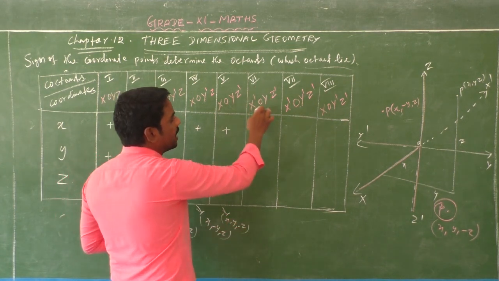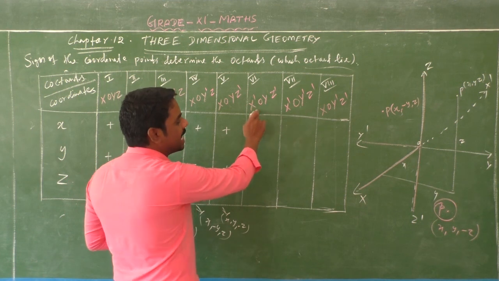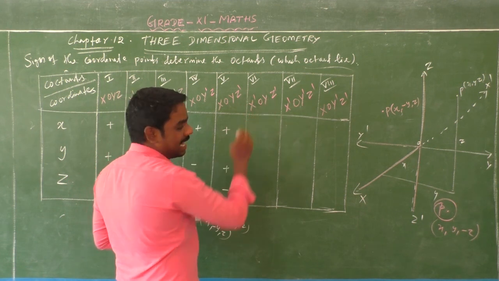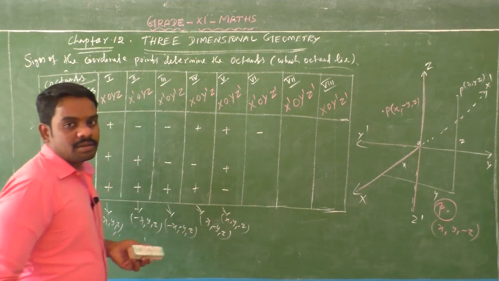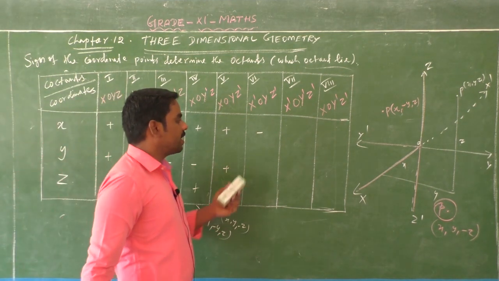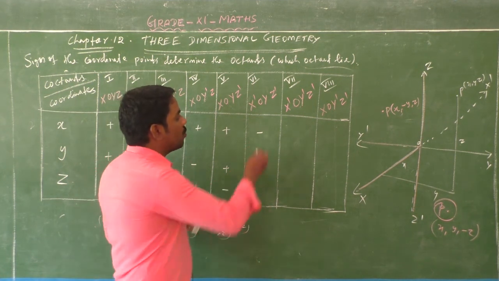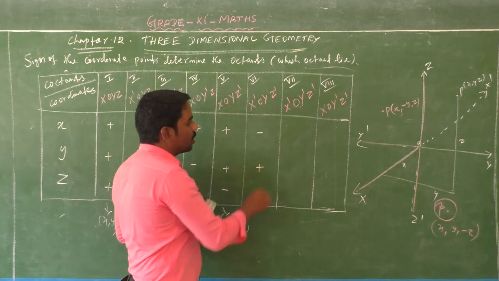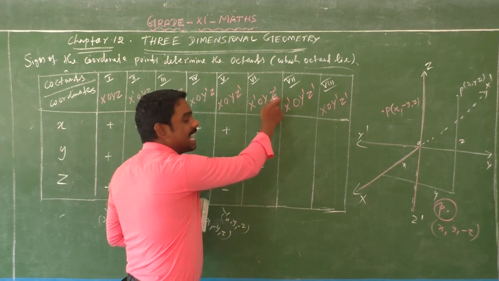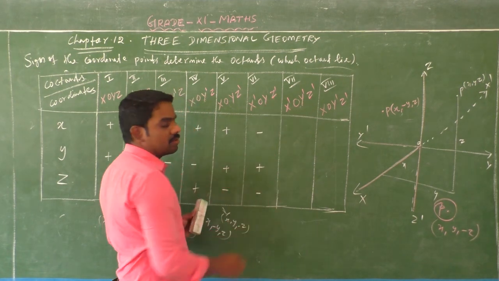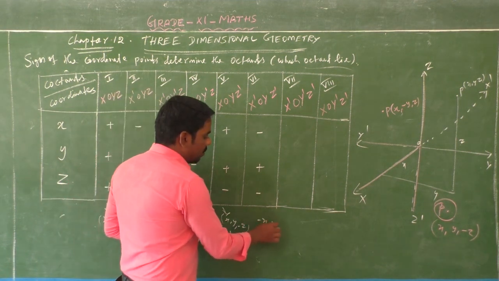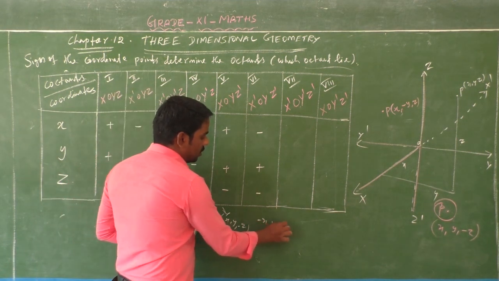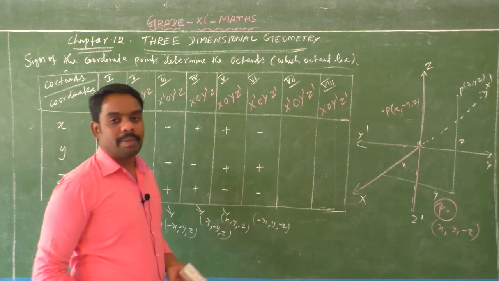And the sixth octant is x dash o y z dash. Here x dash represents a negative coordinate. The coordinate of x value is negative, and y positive. So the coordinate of y is positive. Here z dash represents negative. So z coordinate is negative. So minus x, plus y, minus z. So minus x, y, minus z.